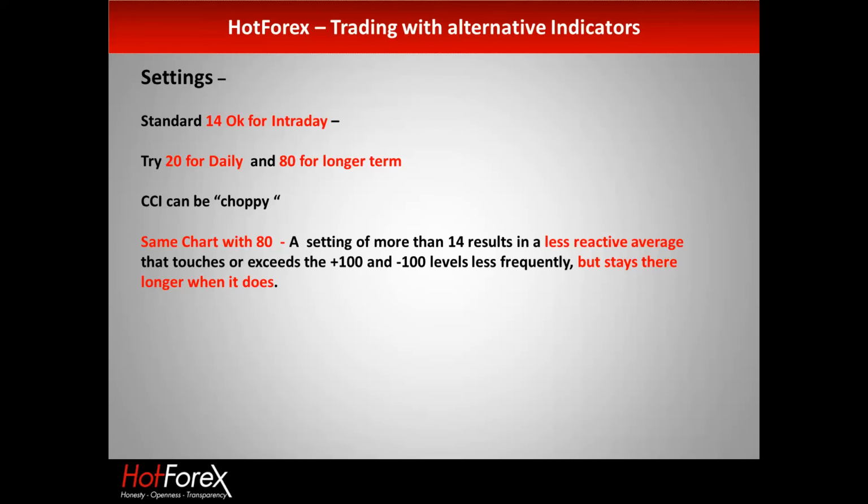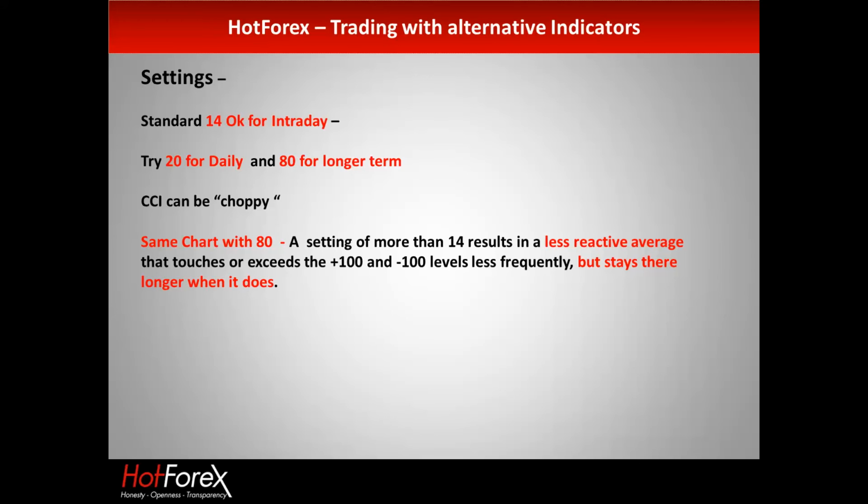So settings. The standard setting on the MT4 platform for the CCI is 14. And this is just my opinion, okay? I'm not saying it's right and I'm not saying it's wrong. However, 14 for me is okay if you're an intraday trader. I've seen some people playing with it at 7, and like most oscillators, the lower the number you put on it, the more potential profit you can make and the more opportunity you get, but the more false indicators you can get as well. So it's set as a standard perhaps for a reason.